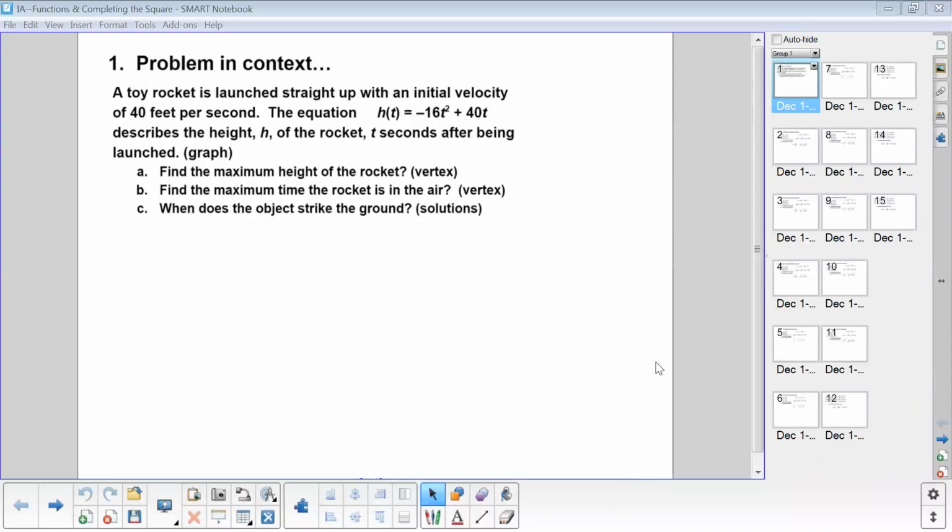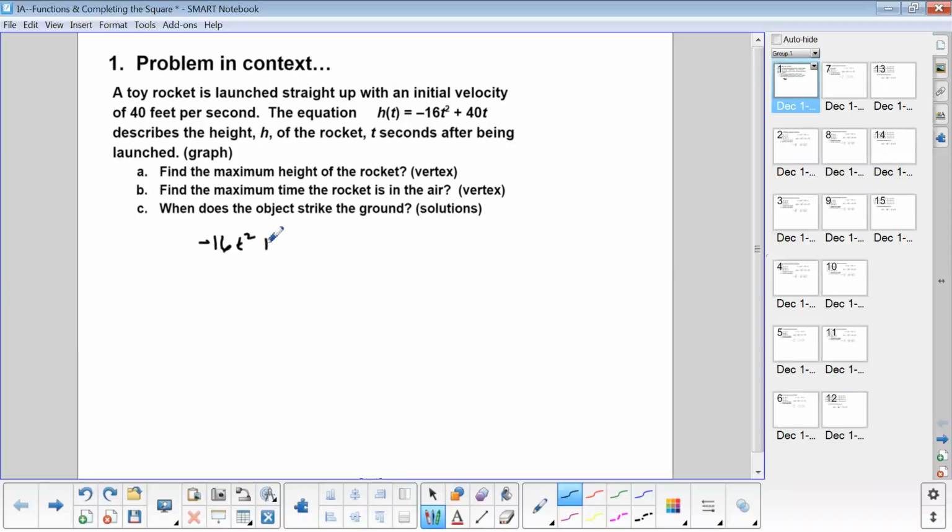In this problem, we're going to look at some context in regard to completing the square. So we're going to complete the square with this equation and figure out what's the maximum height of the rocket, find the minimum time the rocket's in the air, and the solutions. So we're going to start by writing the equation. So I get negative 16t squared plus 40t is equal to 0.